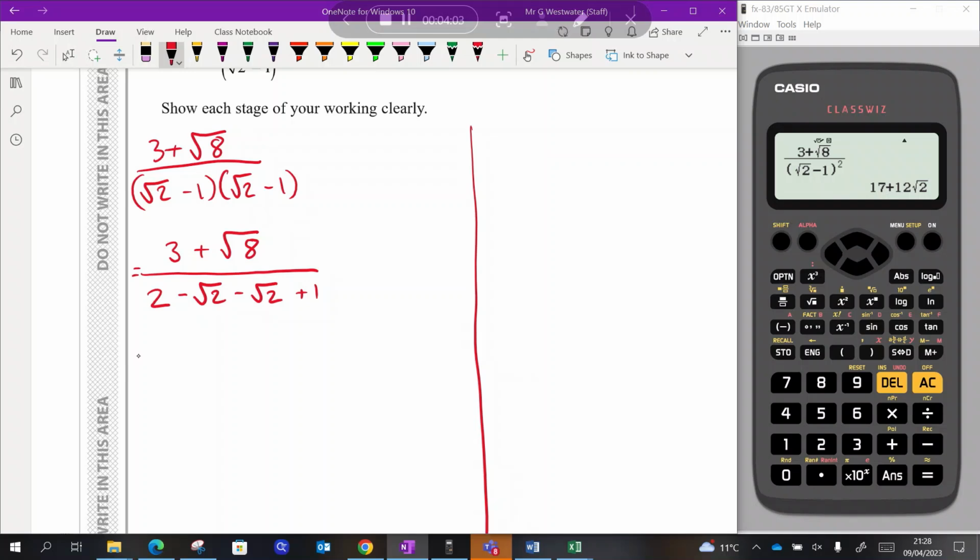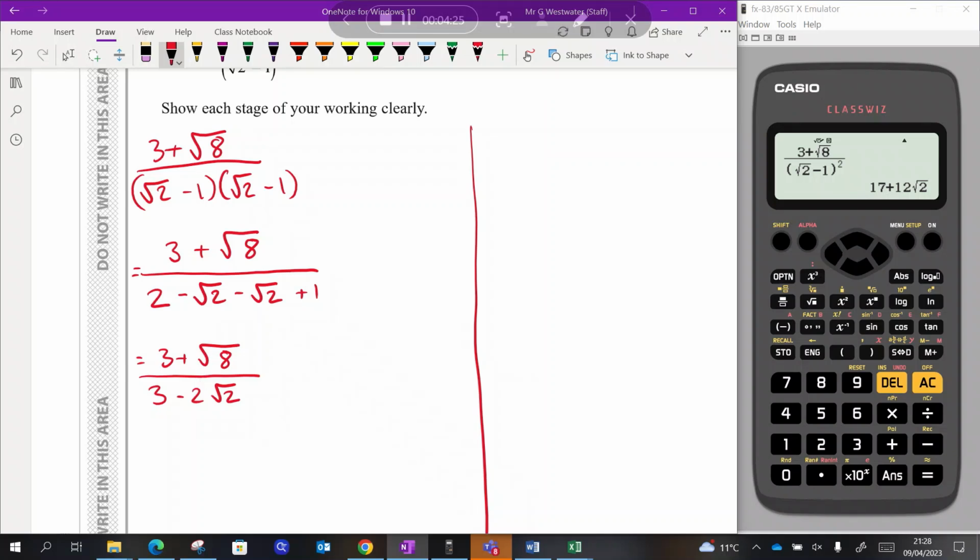So this is going to equal 3 plus root 8 over 2 plus 1 is 3, minus root 2 minus another root 2 is minus 2 root 2. Again, you could type this in on your calculator if you weren't 100% sure, and it would say 3 minus 2 root 2. Now, what we need to do here is rationalise.